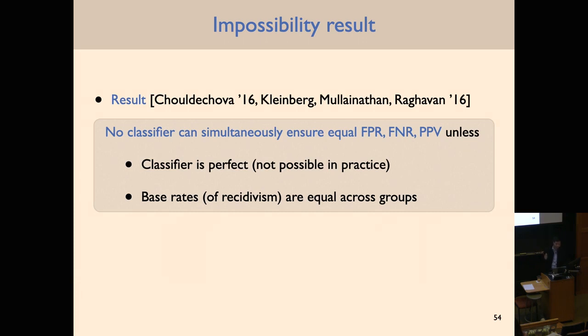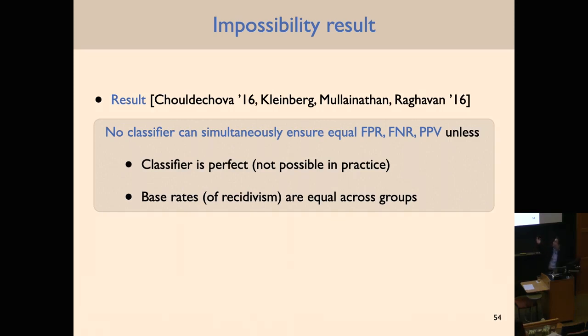The punchline is that there's this neat theoretical result from relatively recently, about 6 years ago, that says that there's no classifier, so no algorithm, that can simultaneously ensure these three kinds of fairness unless the classifier is absolutely perfect, which is not possible. We're learning from some data. We're not going to be 100% accurate on all individuals. Or unless the base rates of, let's say, recidivism are exactly equal across all the groups, which is also not realistic.